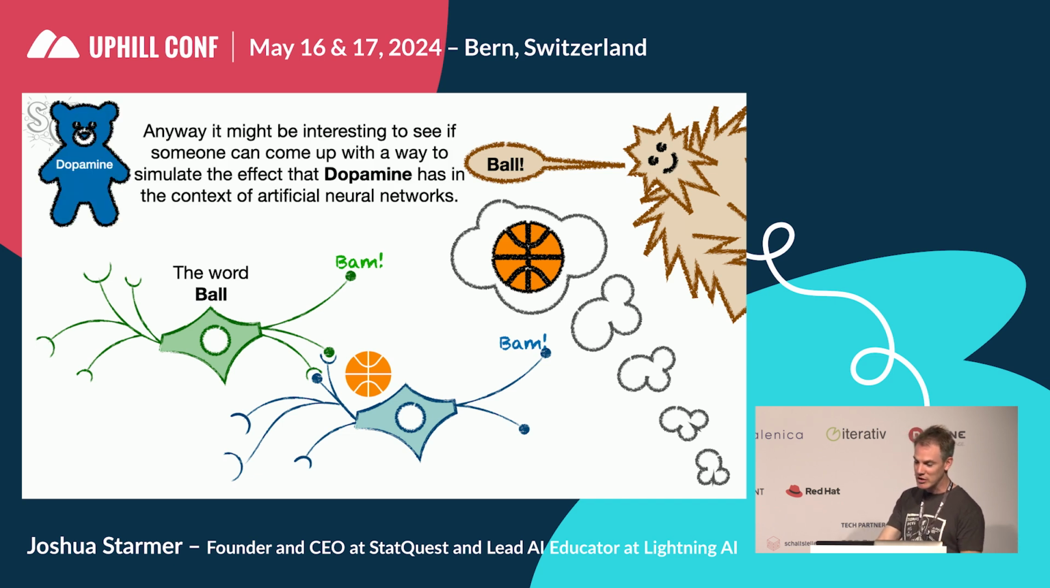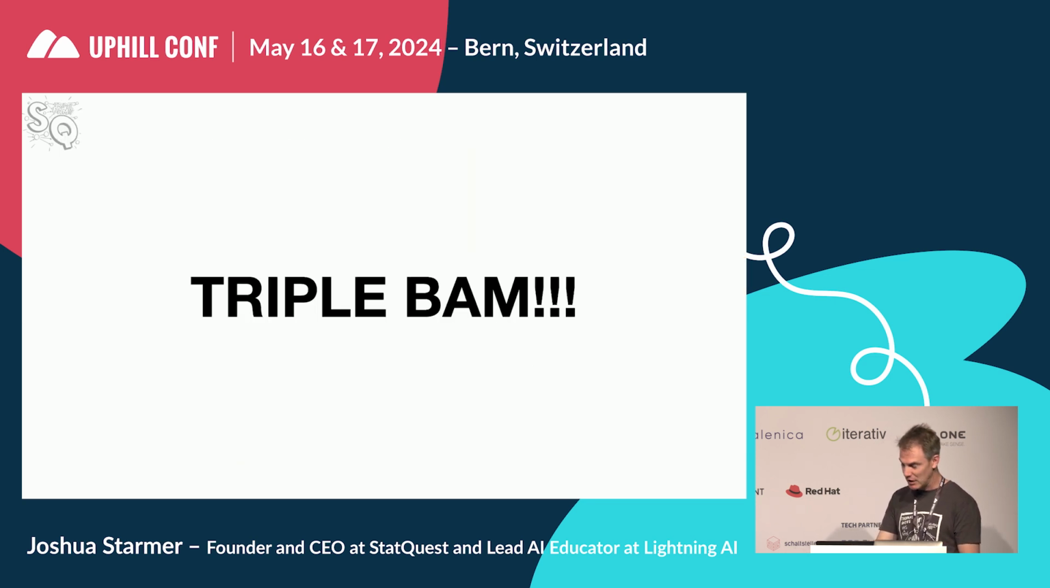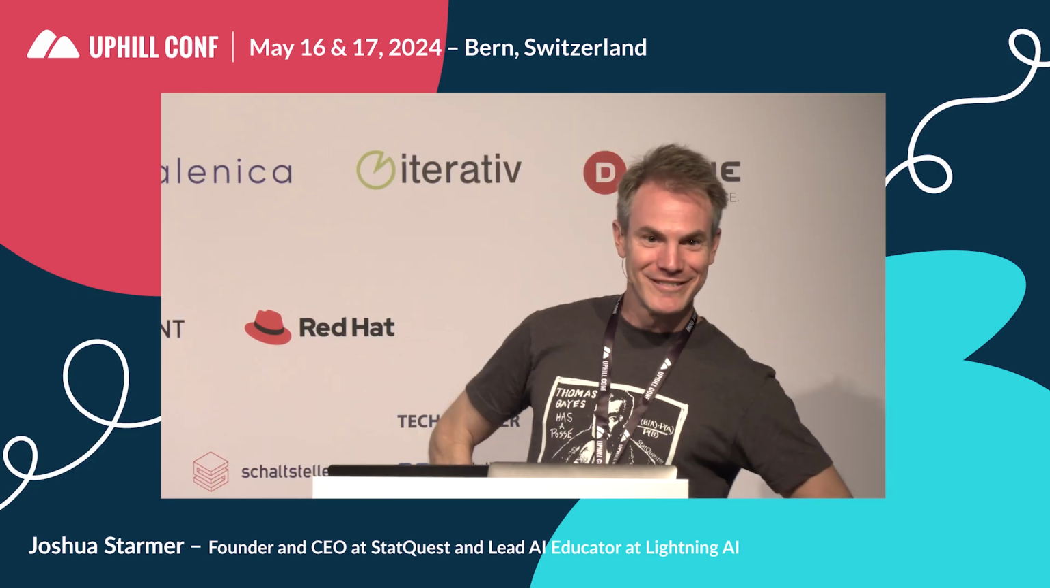Anyway, it might be interesting to see if someone can come up with a way to simulate the effect that dopamine has in the context of artificial neural networks. Also, this is just the tip of the iceberg in terms of stuff that happens in real brains that might be cool to implement in a neural network. Triple bam. Hooray, we made it. That's what it is.